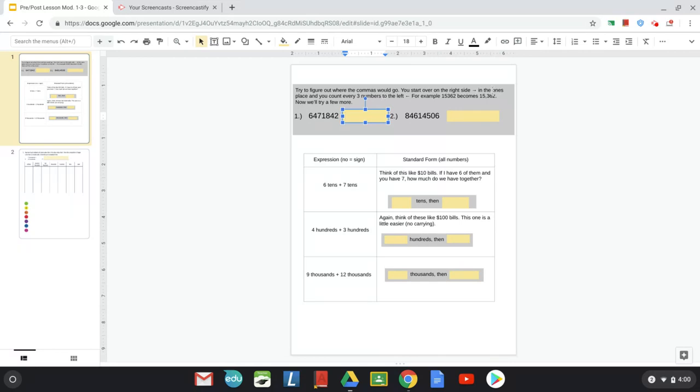I have an arrow pointing that way in the ones place, and you count every three numbers to the left, and I have a little arrow there going that way. For example, 15362 becomes 15,362. My key piece there again, I just would have started at the two.